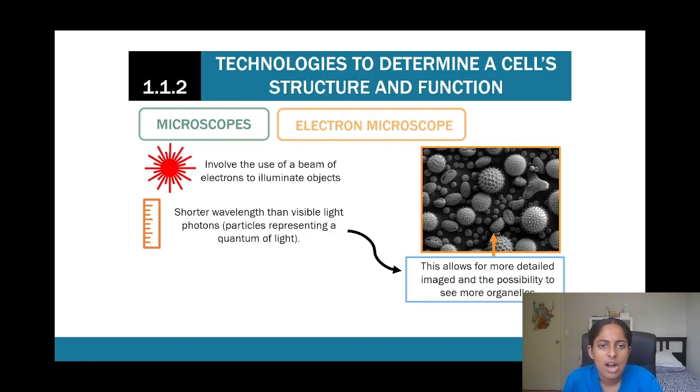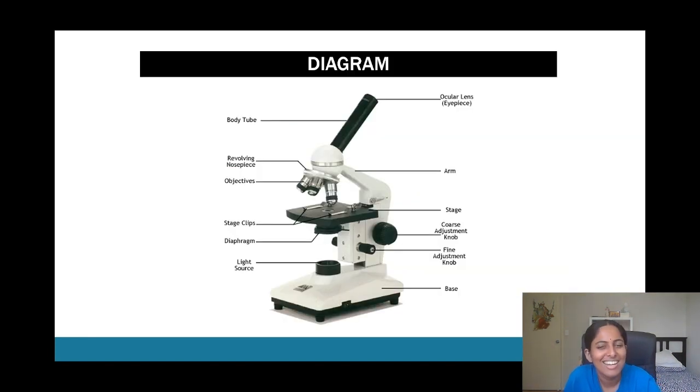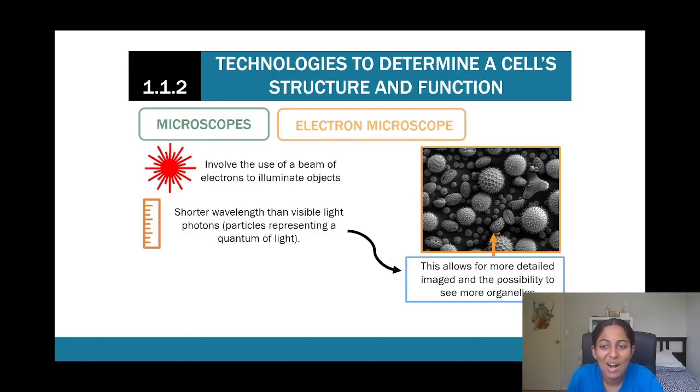You also have something called an electron microscope. Unfortunately, in schools, you only use this kind. I've never used an electron microscope before. But these are really cool because they actually help give you a more detailed image and enable you to see more organelles. So you may get a question, let's say in your exams, to compare between a light microscope and an electron microscope. So in instances like that, you would provide your similarities and your differences.